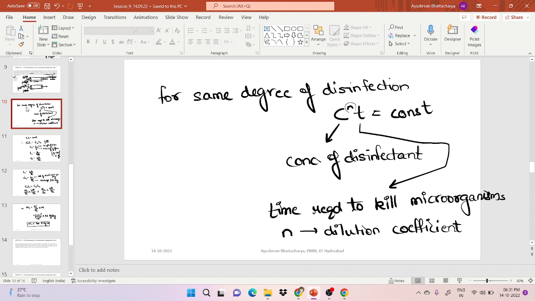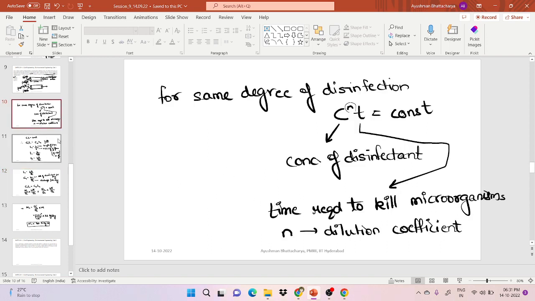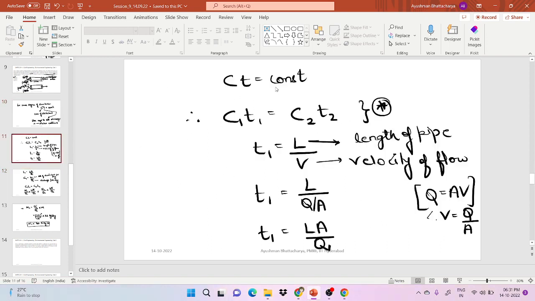To achieve the same degree of disinfection, C and T is constant. C is the concentration of disinfectant. T is the time required to kill the microorganisms. Now, T1 is equal to LA by Q1. So Ct is equal to constant. C1 T1 is equal to C2 T2.